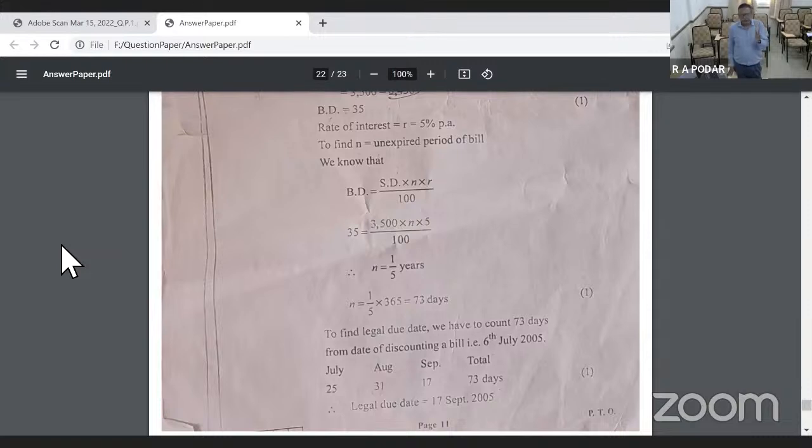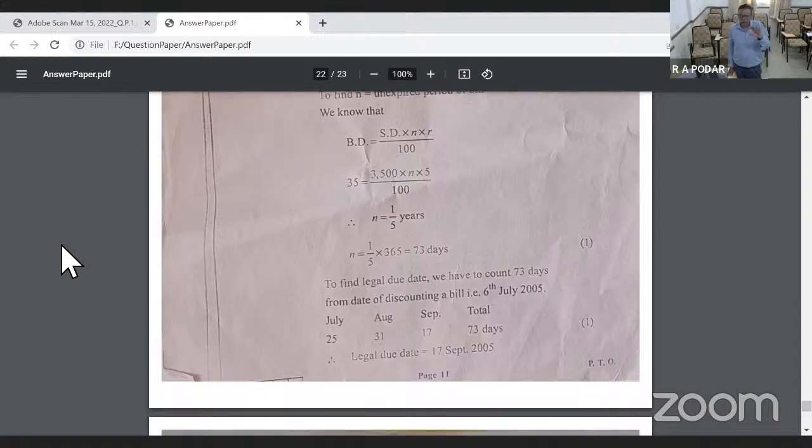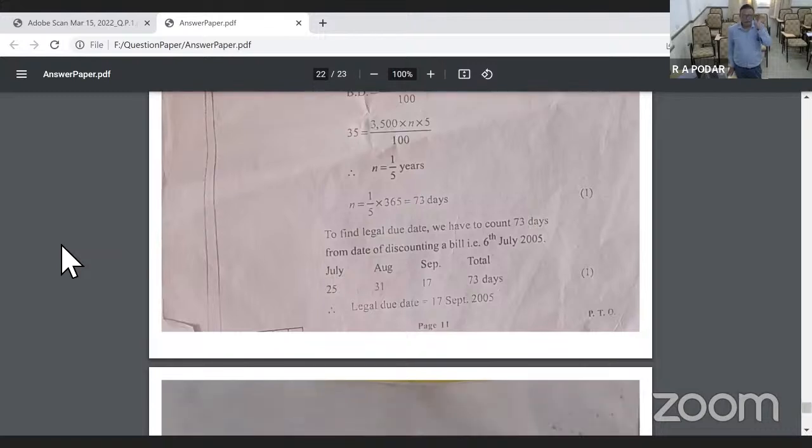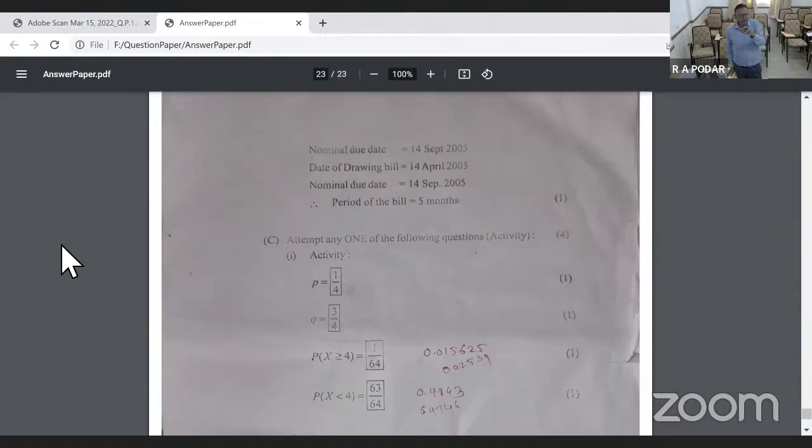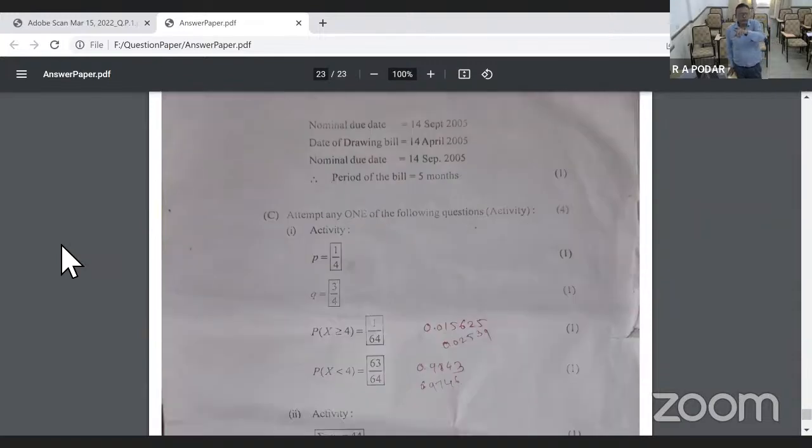You have to count the unexpired period. That is from 6th July onward. So 6th July is the date of discounting. So 6th July onward, you get 73 days, finishing on 17th September. So 17th September is the legal due date. So we have to subtract 3 days of grace. So you get 14th September. 14th September is the nominal due date, and from the date of drawing to the nominal due date, you can see 14th April to 14th September, the period of the bill is 5 months. So final answer 1 mark here.